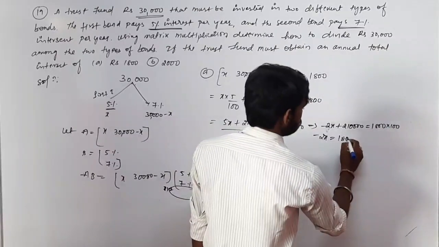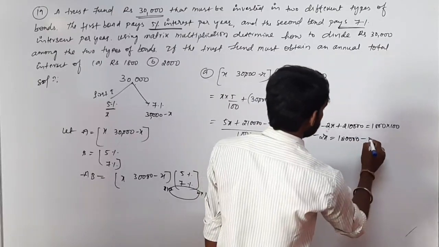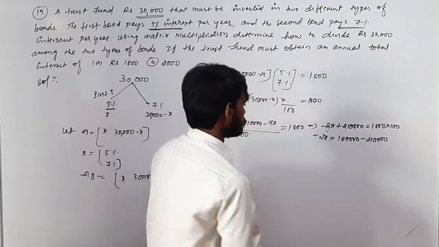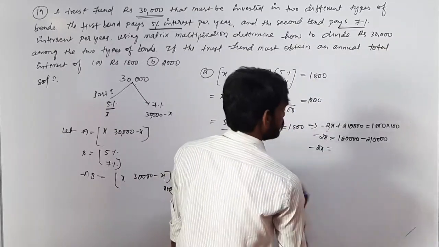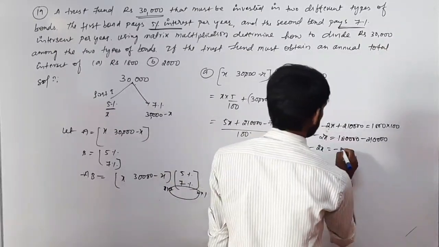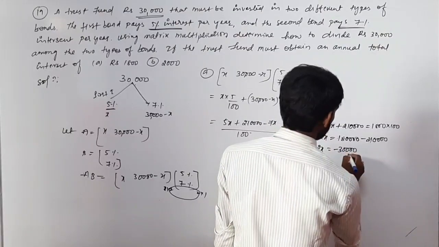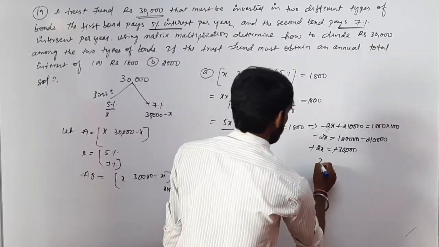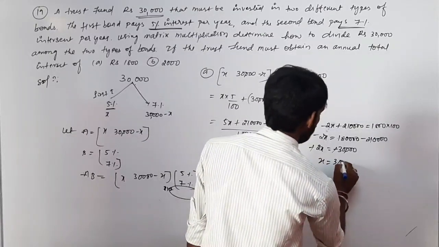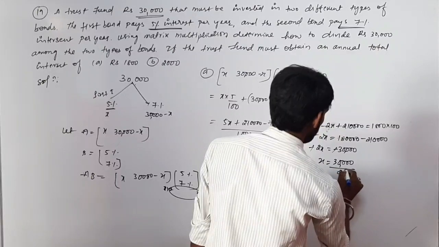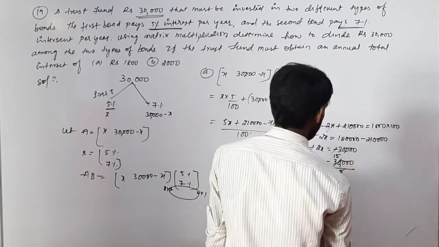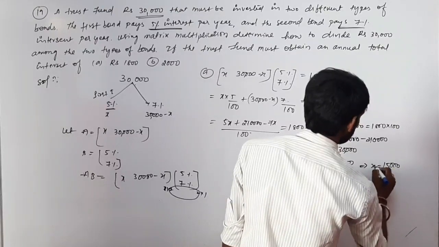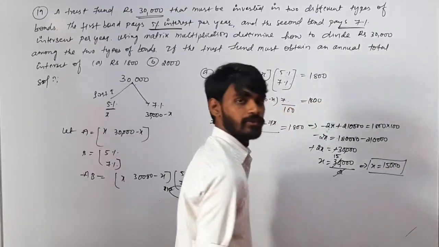So minus 2x is equal to 180,000 minus 210,000, right? So minus 2x is equal to minus 30,000. Now the minus signs cancel. X is equal to 30,000 divided by 2. So X will be 15,000. X is 15,000.